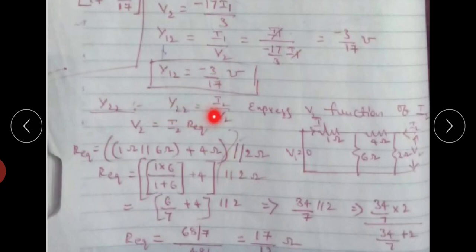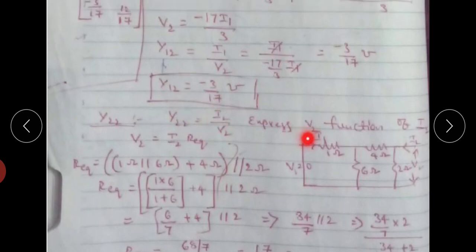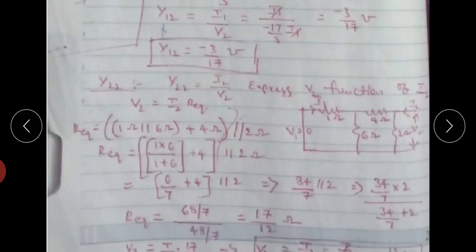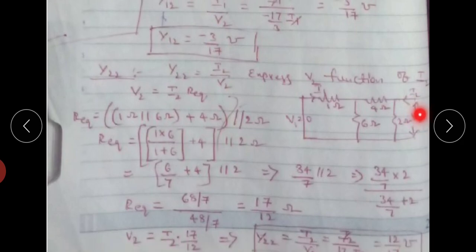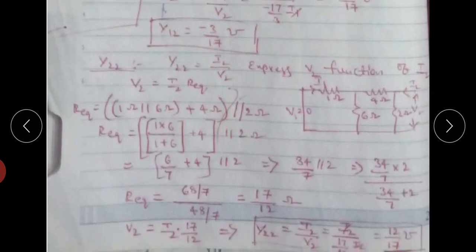So y22 formula is I2 by V2. To find y22, express V2 as a function of I2. So V2 equals current into resistance. V2, the second port voltage, equals the second port current into the second port resistance, or the resistance across the second port terminals. So here R equivalent is the resistance across the second port terminals.